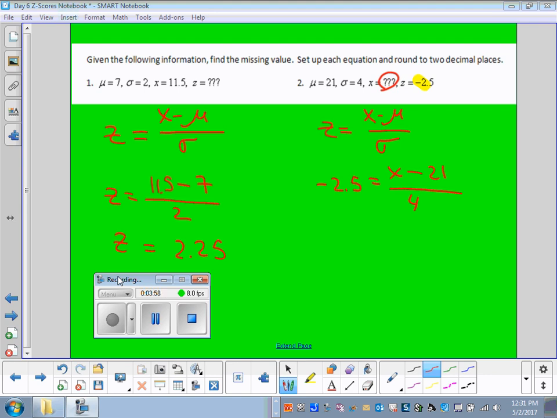So now we just need to solve the equation. Multiply by 4 on both sides, so negative 10 equals x minus 21. Now add 21 on both sides, and what I have is x equals 11. So again, if my distribution has the mean of 21 and the standard deviation is 4, then 2.5 standard deviations below the mean is the data point 11. Make sense?